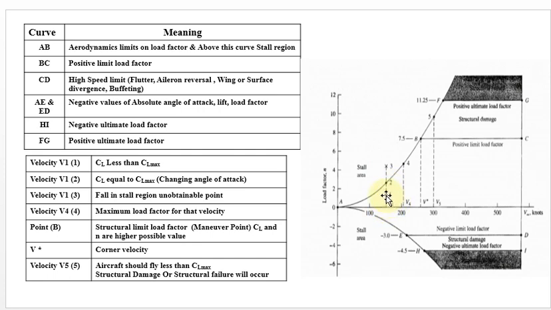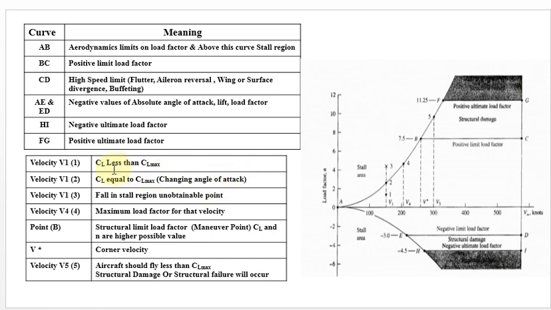Because of the angle of attack, the CL value increases from point 1 to 2. So what does point 2 denote? Exactly, CL will be equal to CL max. See here, at point 2, velocity V1, CL equals CL max. How are we obtaining the CL max? Because we are changing the angle of attack.